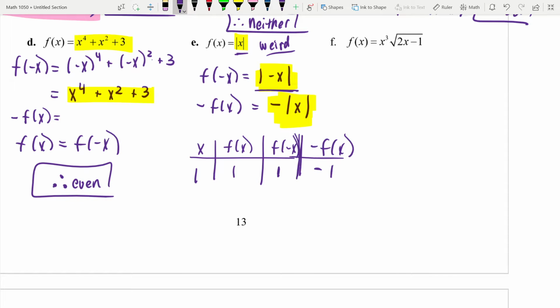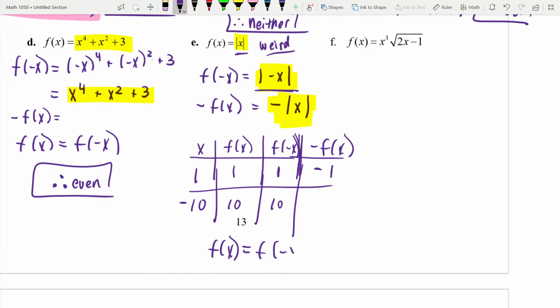So negative f of x is not the same as anything. But the other two might be the same. You know what I'm going to do? I'm going to check one more just to make sure I'm good. So if I put in a 10, let's do it different. Let's make it negative 10, a little tougher. In the original, the absolute value of negative 10 is a 10. In negative f of x, that would be a negative 10, which would be a 10. The absolute value of 10 is a 10. So they're the same. Okay? So I'm going to say f of x is equal to f of negative x. Therefore, my answer is even, and I'm done.